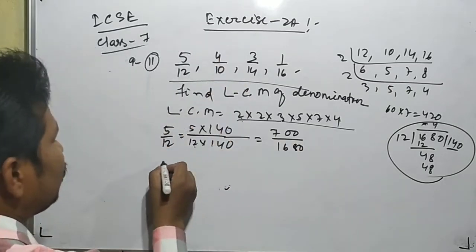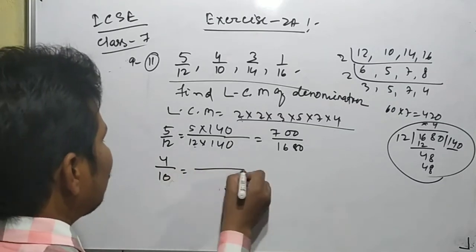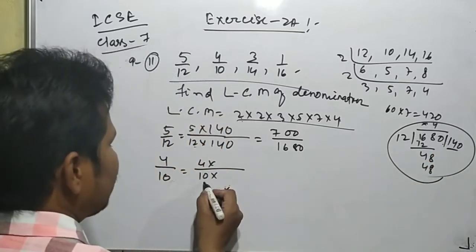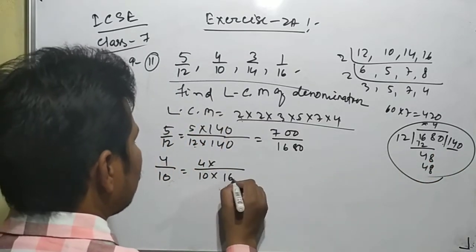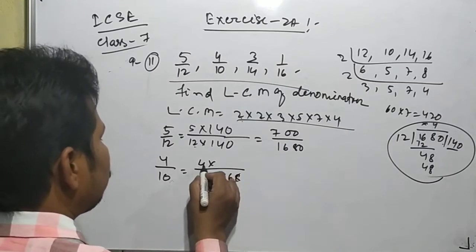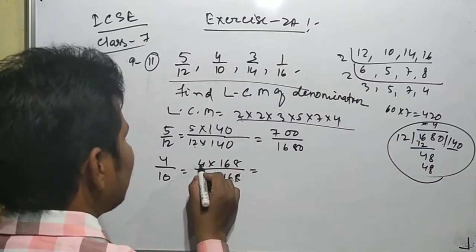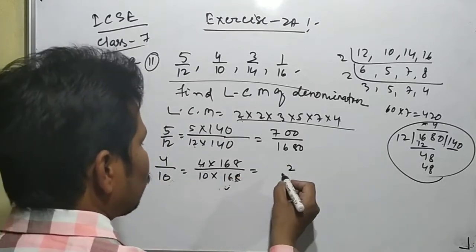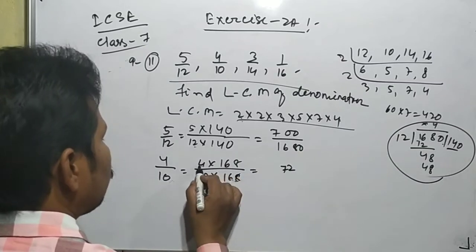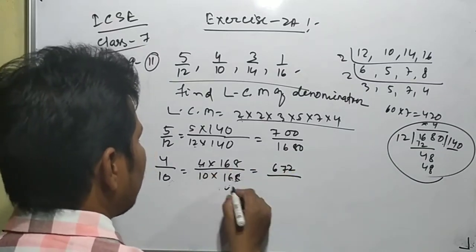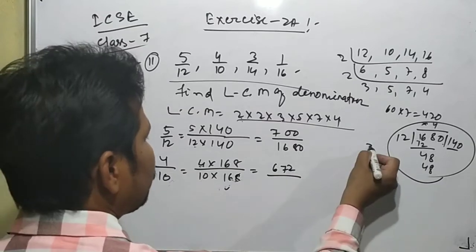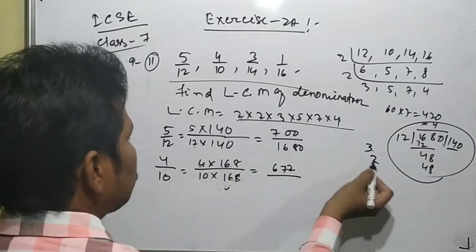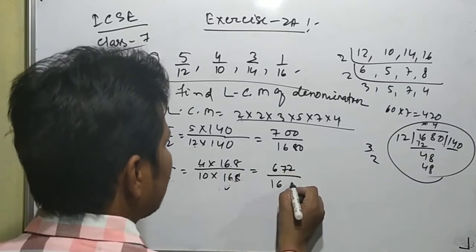Second number is 4 by 10. 4 into 10 into how much gives 1680? So if you multiply 10 with 168, then you have to multiply 4 with 168. So our answer equals 4 into 8, 32, carry 3, 4 6 are 24, 24 plus 3 is 27, 7 carry 2, 4 1 are 4 plus 2, 6. So the answer is 672 by 1680.